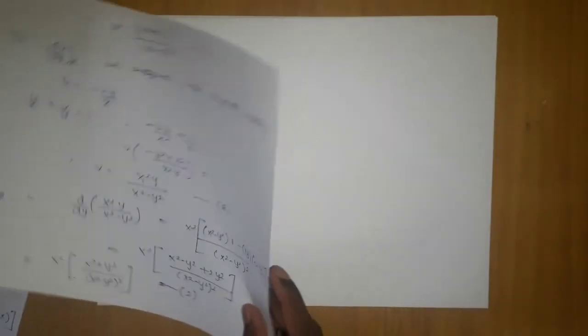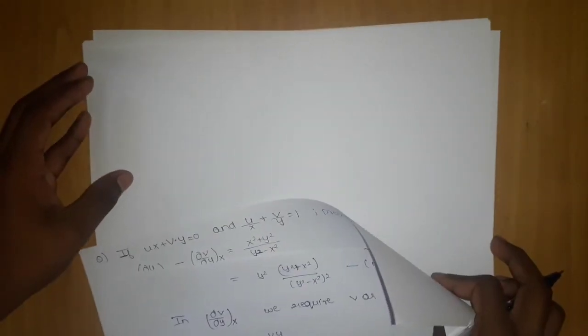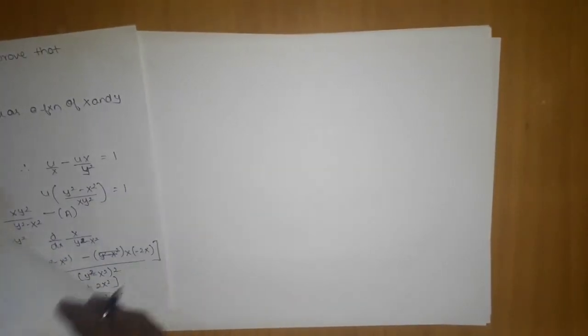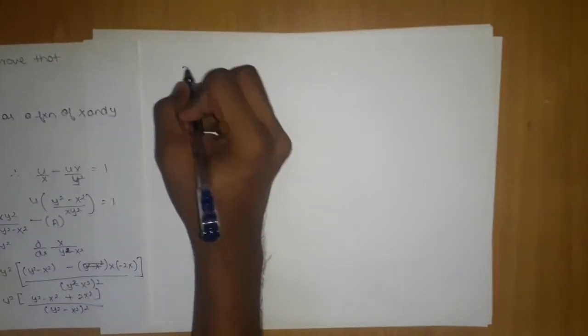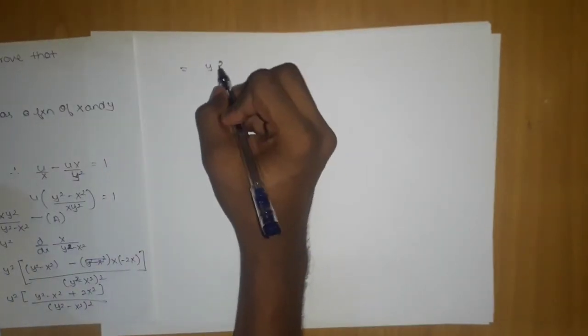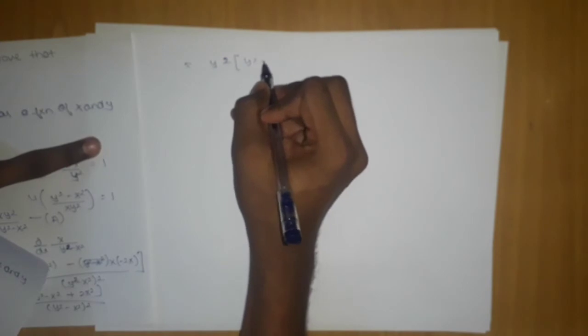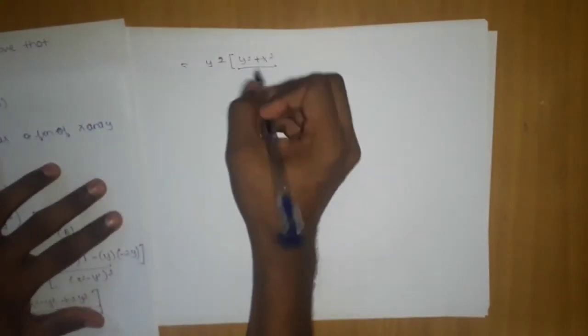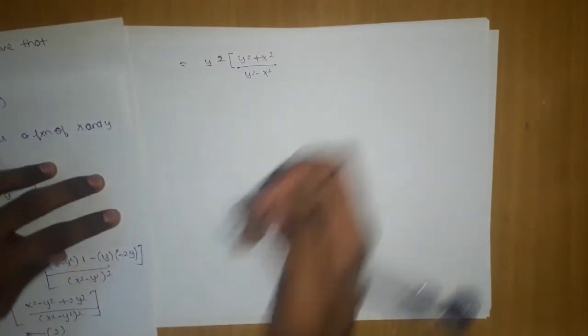Let's add them. If I add them, what I am getting, let me get the page ready. So if I add them, at one place I am having, let me get the values. Okay, I am having y² into (y² + x²), (y² + x²) the whole by (y² − x²).